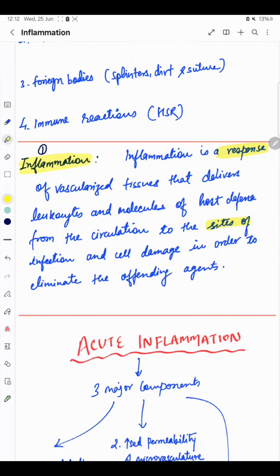So what is inflammation? By definition, inflammation is a response of vascularized tissue that delivers leukocytes and molecules of host defense from circulation to the site of infection or damage in order to eliminate the offending agent. Basically, it's a response of vascularized tissue in the form of delivering leukocytes and different molecules at the site of injury or infection to remove this offending agent.